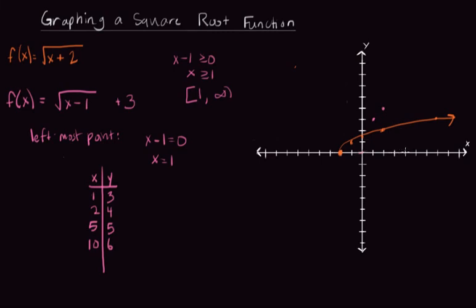5 is 5, so 1, 2, 3, 4, 5. And then that 10, 6 is going to be somewhere off of our graph, but we can go ahead and use these points to graph. And that is how you graph a square root function, and the best way to start is to start with that leftmost point.